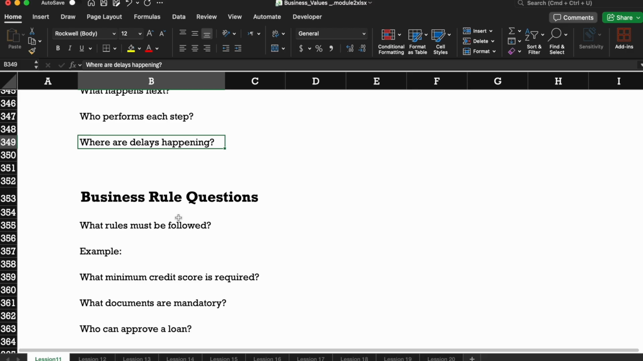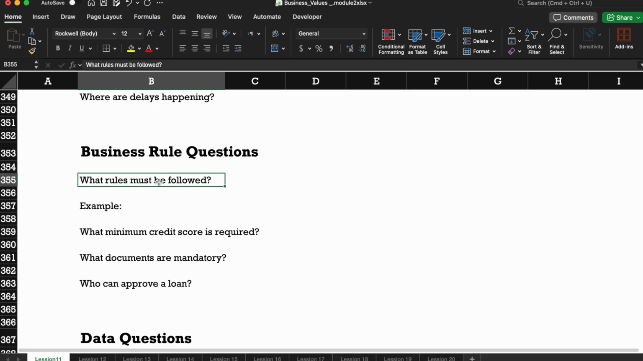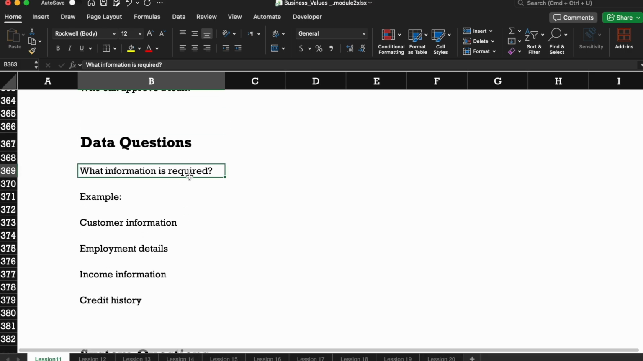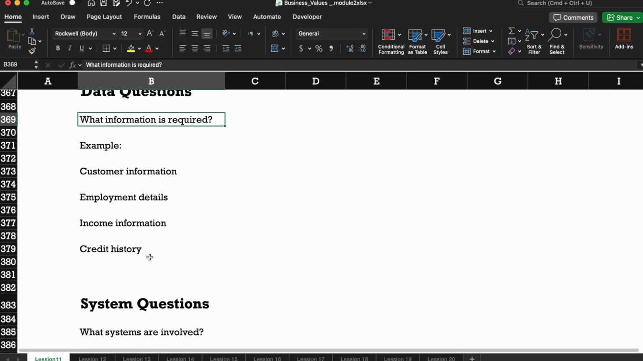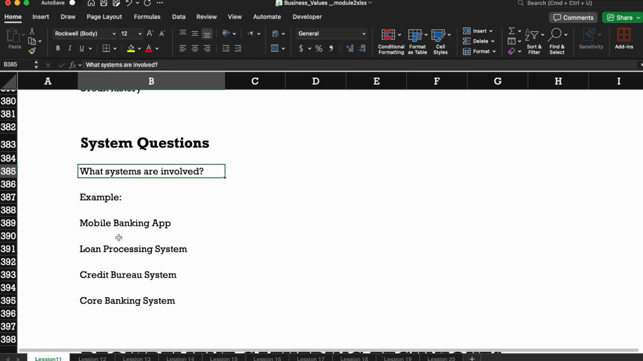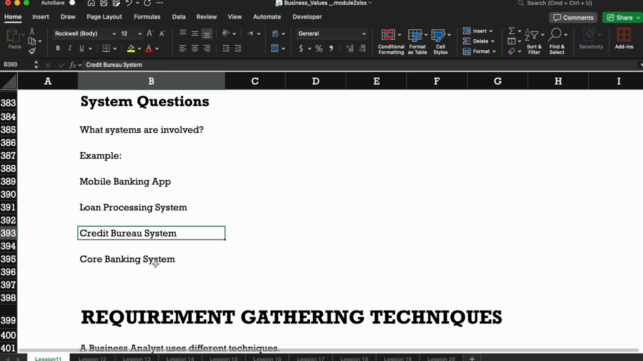Okay, business rule question: what rules must be followed after the customer provides this information, and in the back office the loan officer, what rules are validating? For example, what minimum credit score is required, what documents are mandatory, who can approve a loan? Data question: what information is required? For example, customer information, employment details, income information, credit history. System question: what systems are involved? For example, mobile banking app, loan processing system, credit bureau system, core banking system.